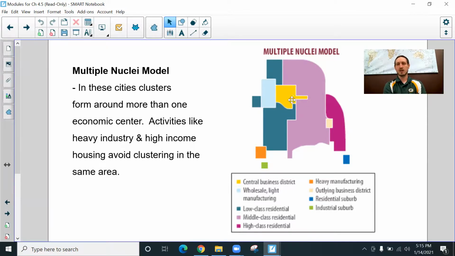The yellow, of course, is our main core center, but that doesn't always mean that the downtown core, the CBD, Central Business District, is really as important as some of these other ones that are on the outskirts of town. So we'll talk about how Los Angeles fits this model because it's more of a newer city, but I like how it says activities like heavy industry and high income will avoid clustering together. So we'll start to see the pockets or neighborhoods that are seen as more wealthy, and the pockets or neighborhoods that are seen as more low income.